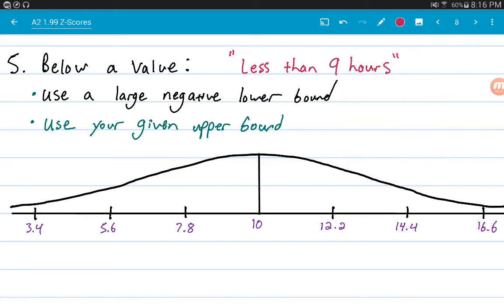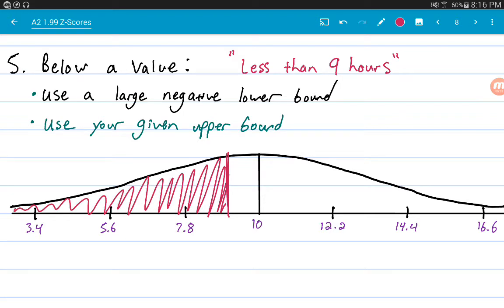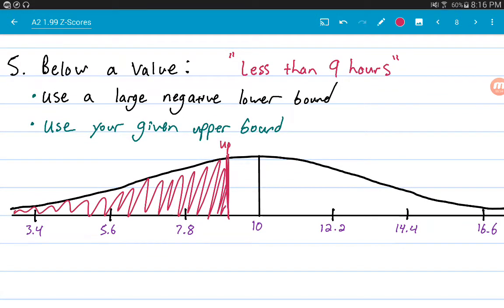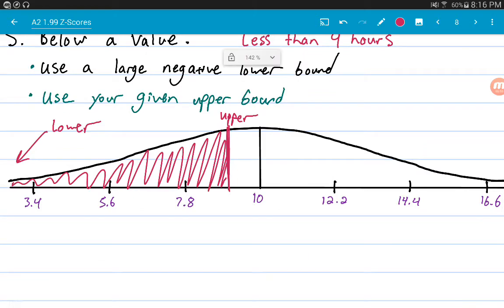Because what we're looking at here, the region less than 9 hours is right around here. And we're talking less than, which means that we're shading in this direction. So this over here is my upper, and my lower is somewhere off over here on the left-hand side, somewhere off the screen. So we're just going to use some number that would be down here. So let's see, 7.8, 5.6, 3.4. We can use any number that's further in this direction. So I could use 0, I could use -10, any of those would be fine.